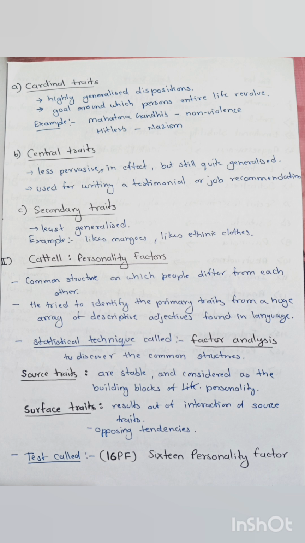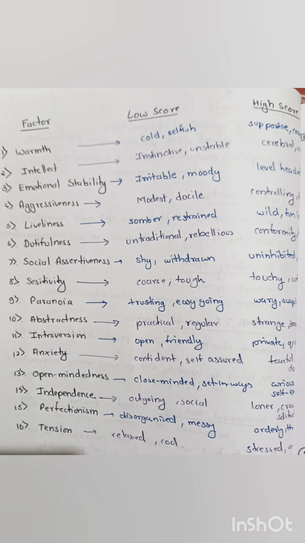To prove his theory, he devised a test called 16PF, the 16 Personality Factor Test. Here you can see the factors. There are 16 in number and the scores are awarded accordingly. A low score is awarded for a negative connotation and a high score is awarded for a positive connotation. The first factor, if we consider, is warmth.